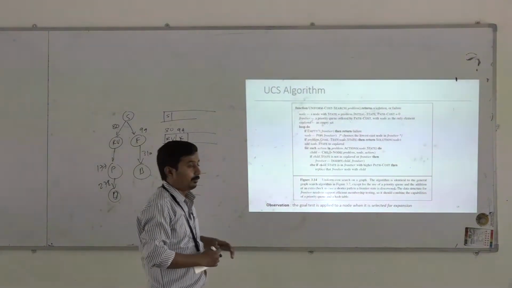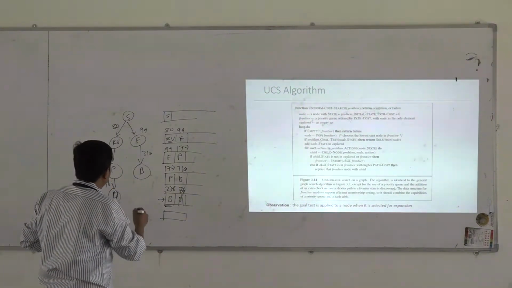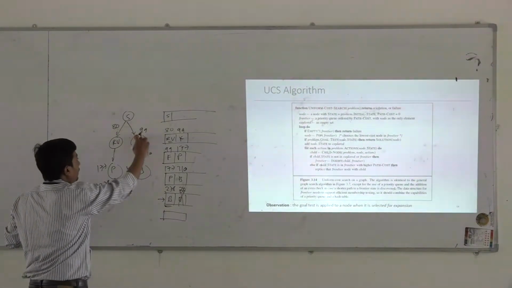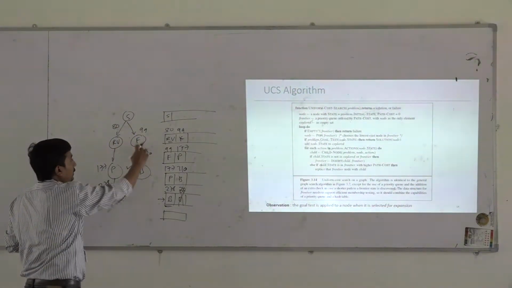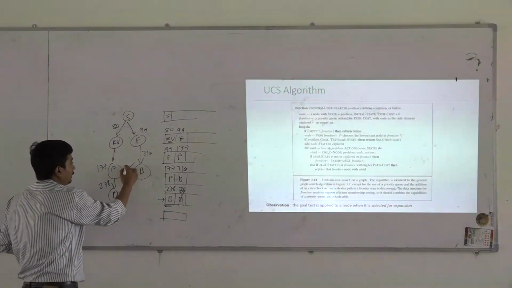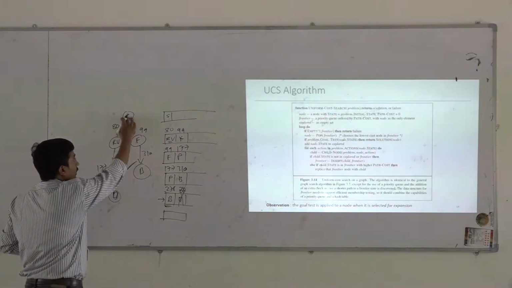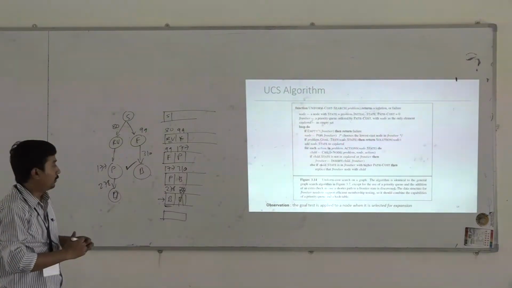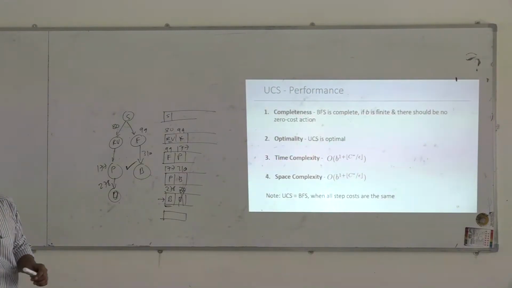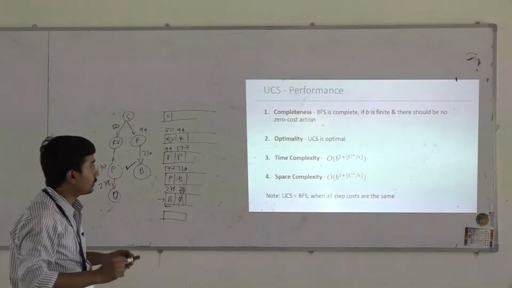Why is it required? Because we have seen that we may reach a goal by following a suboptimal path. This was a suboptimal path. This was the optimal path. So your first child may lie on a suboptimal path, so you always compare for the goal at the time of expansion.